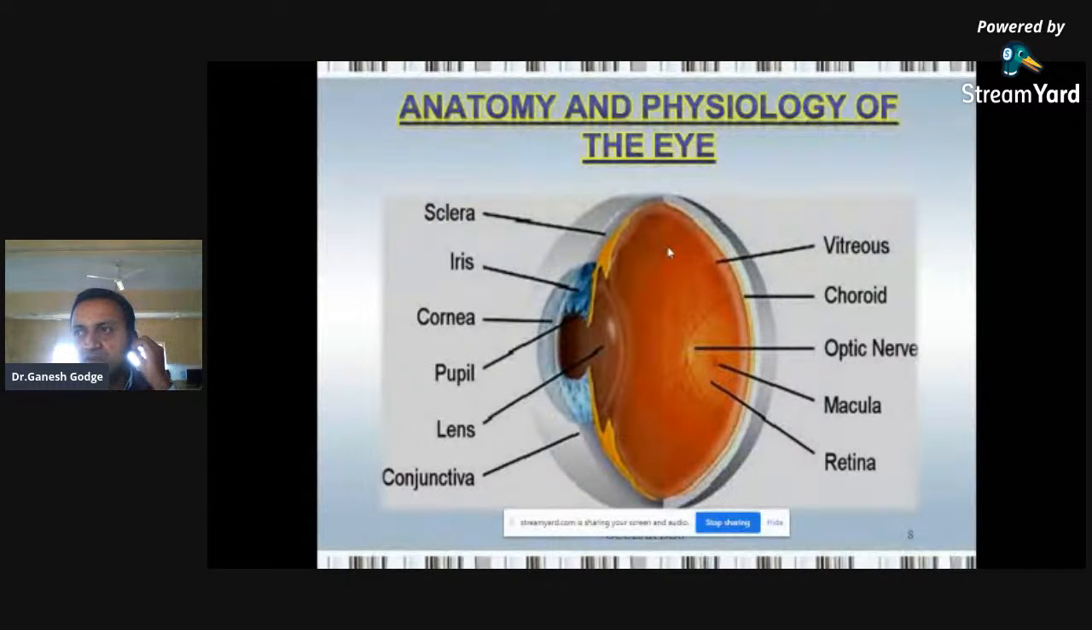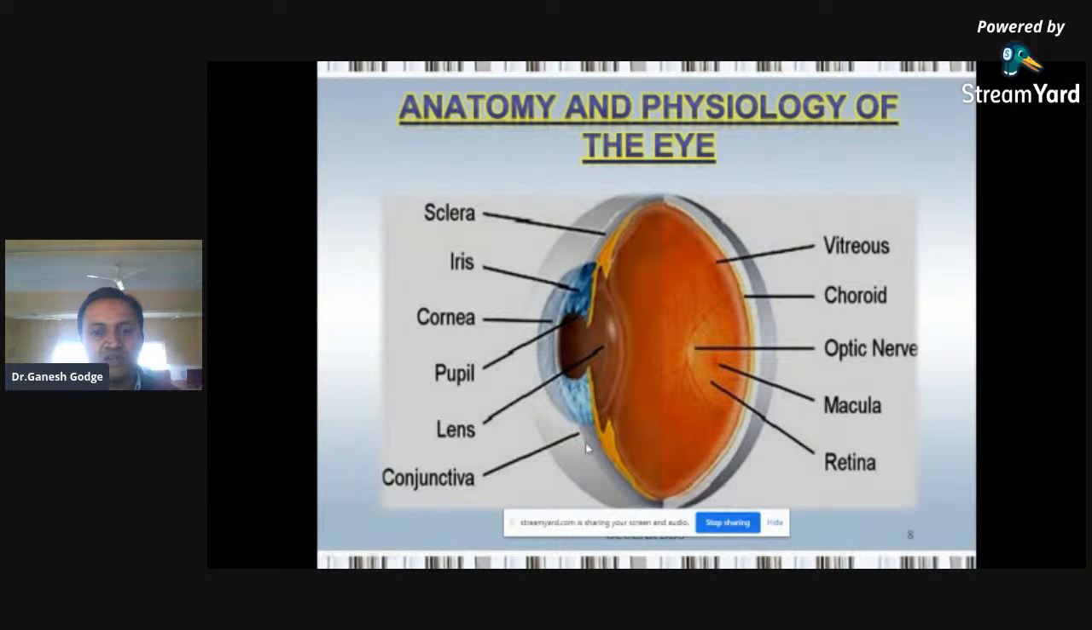If you are dealing with an ophthalmic product, you should have sound knowledge of that. Right now we are discussing an ophthalmic product, which is why we are discussing the anatomy and physiology of the eye. Basically, the outermost layer of your ocular sac is the conjunctiva, followed by the cornea.